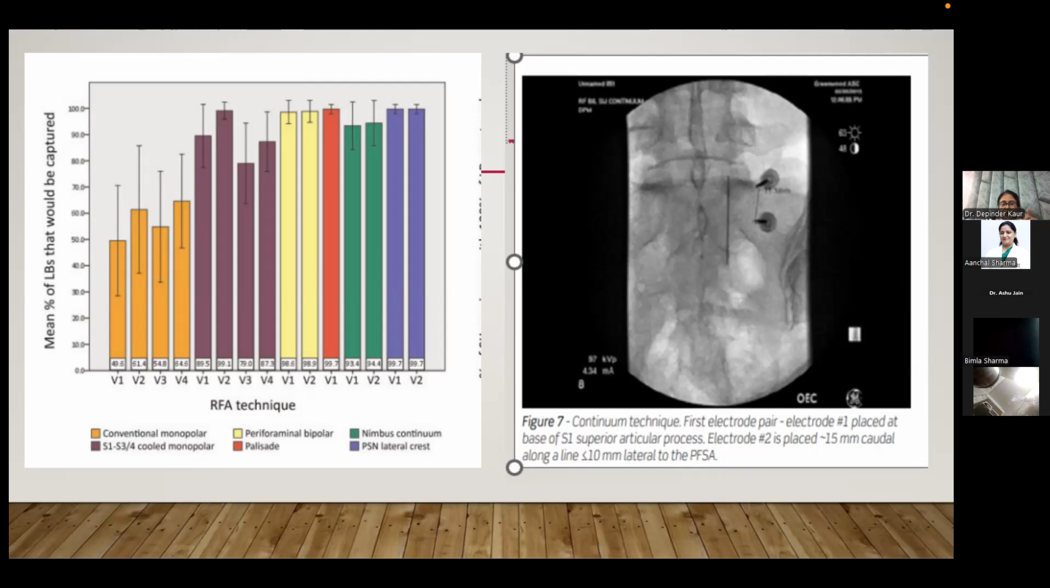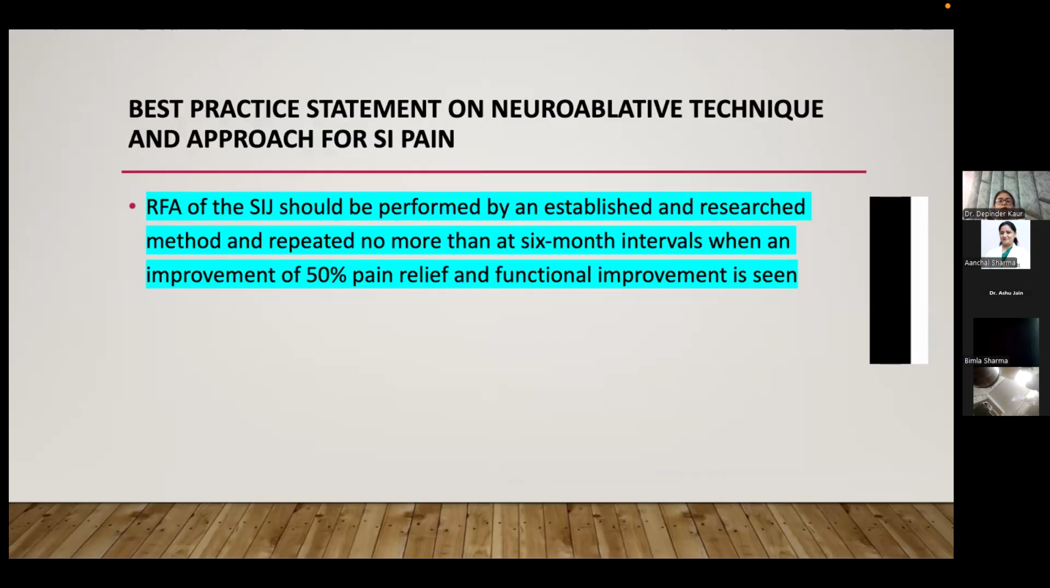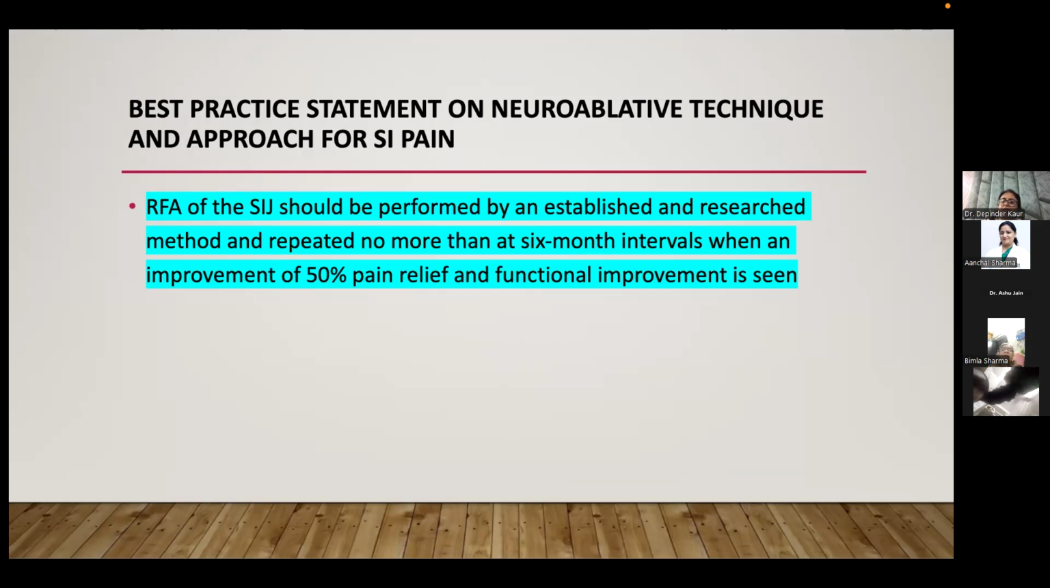So the best practice statement on the neuroablative technique and approach for the SI joint is that RFA of the SI joint should be performed by an established and researched method, and repeated no more than at 6-month intervals, when you see improvement, that is 50% pain relief and functional improvement.